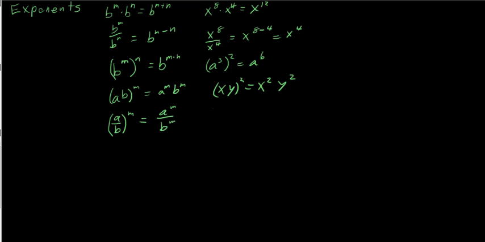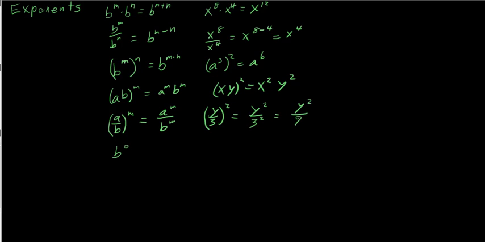So if we take y over 3 and we square it, then we're going to get y squared over 3 squared. But then we need to reduce that. If we have small numbers or small powers, we always want to simplify it. So we have y squared over 9.